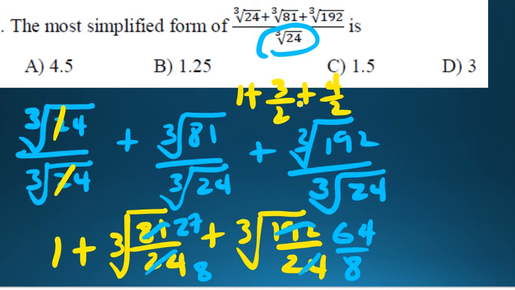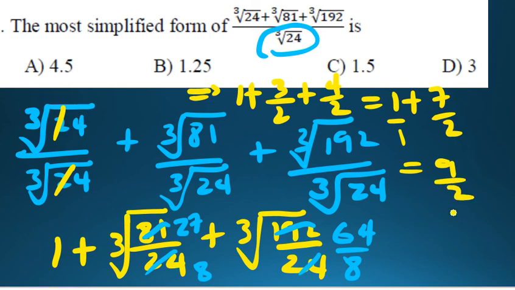3 over 2 plus 4 over 2 will be 7 over 2 because the denominators are the same. I can write this as 1 plus 7 over 2. That means by crisscross you can add 2 plus 7 will be 9 over 2. 9 over 2 is the same as 4.5. So the answer must be A.